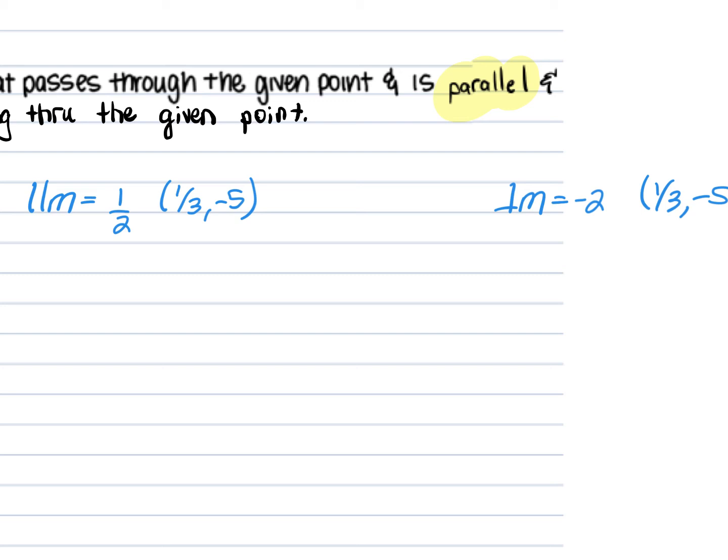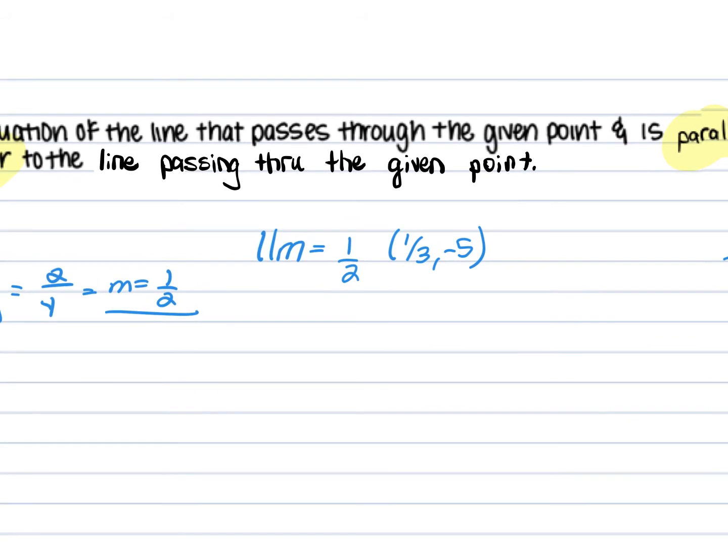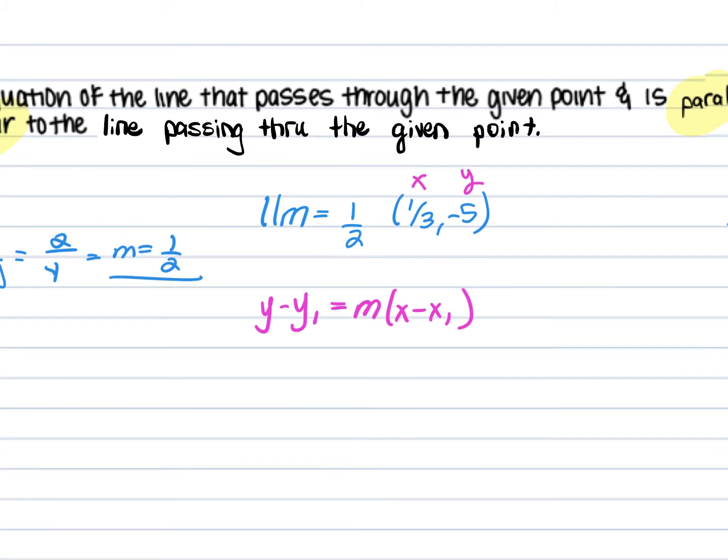Now, here's where I told you, you guys can use your point slope form, or you can use y equals mx plus b, whatever you are more comfortable with, but your answer needs to be in y equals mx plus b. So I'm going to go with point slope form. I'm going to say y minus y1 equals m times x minus x1. This is my x, and this is my y. So I have y minus a -5 equals 1/2 times x minus 1/3. Does anybody have any questions about where I got any of that information from? All right, well, if we simplify here, what's minus a negative?